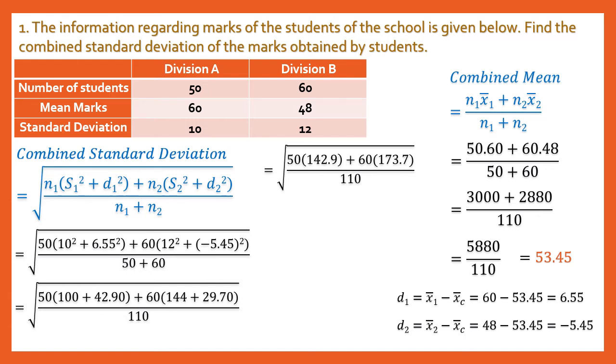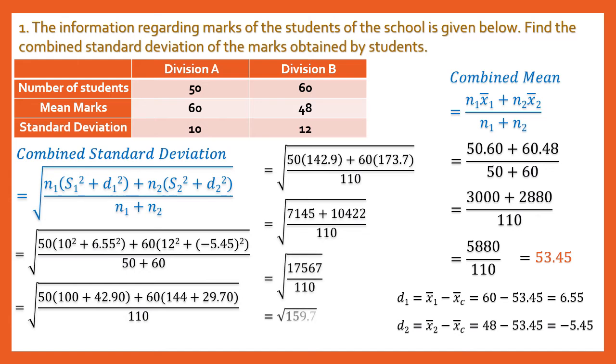144 plus 29.70 is 173.7. So open the brackets and multiply them with the 50 and 60. You will get 7145 plus 10422 divided by 110, and add them. 17567 upon 110, that is 159.7, root, and after root it is 12.64 marks. So the combined standard deviation of the whole data is 12.64 marks and the combined mean is 53.45 marks.